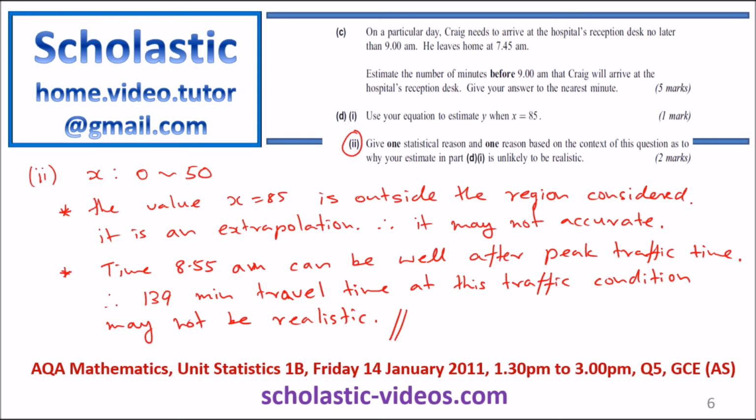So statistically it is way out of the region that we considered. In general, according to the context of this, because we only considered from 0 to 50. So when it was 0, about 31 minutes it took. When it was 50, it is about 85. So this point is actually around here. So it gives a number like 139 minutes. So it is a very large number compared to the numbers that we got here. So it can be very unrealistic. Thank you.